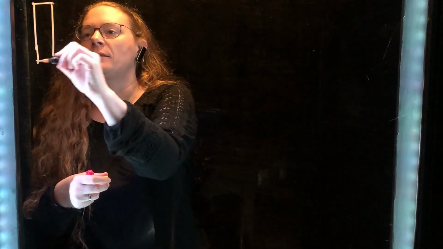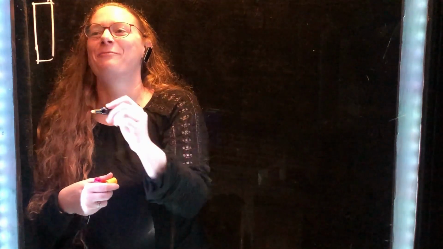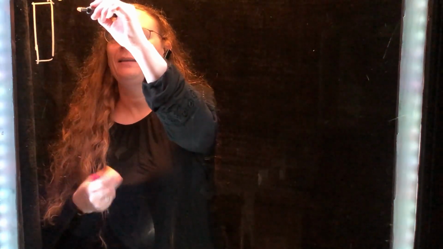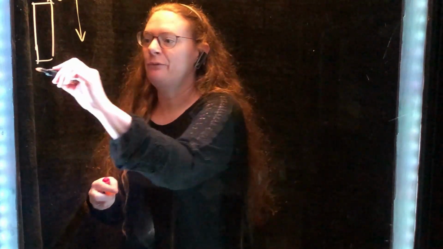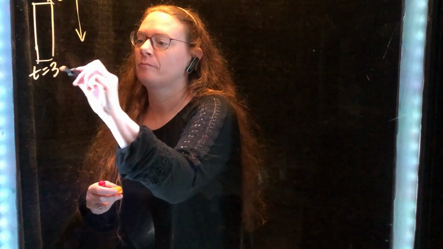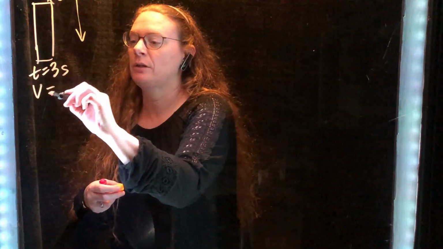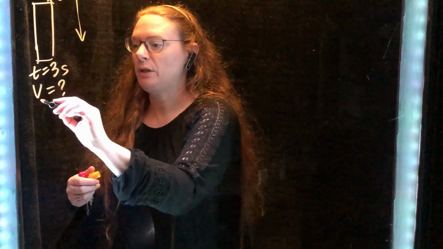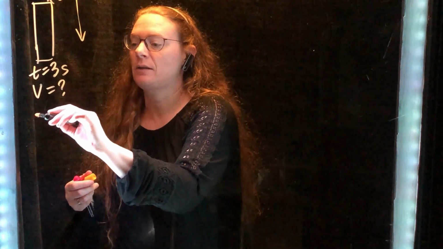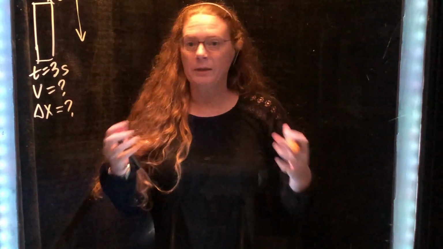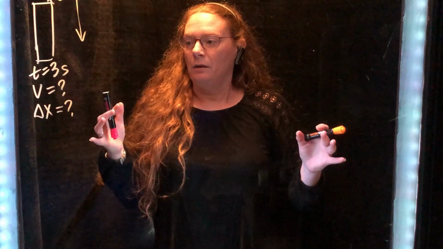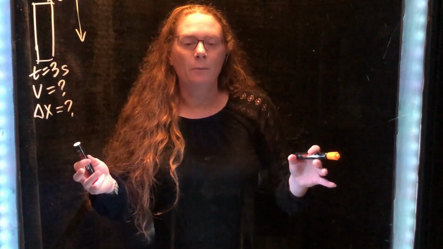Now the first thing we want to do, as always, is draw a picture so we know what's going on. So we've got the steam tower and we've got a person, and we're going to drop an apple, and then it's going to fall down. Okay, and after 3 seconds, we want to know how fast it's going, which is our velocity, and we want to know how far it's fallen, so the change in distance that it has gone.